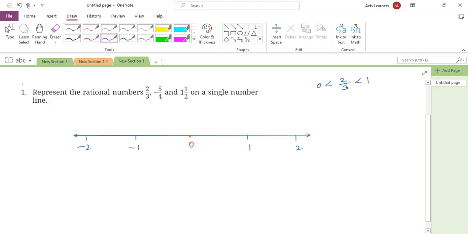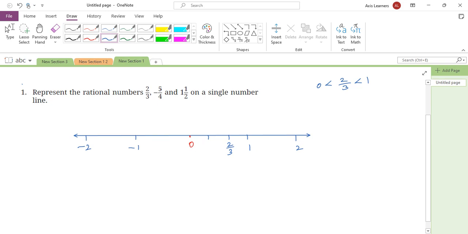Okay. The denominator is 3, so I am going to split the distance between 0 and 1 into 3 equal parts. 1, 2, 3. Look at this, 1, 2, 3. 3 equal parts. Okay. Now, what is the given number? 2 by 3. So, 0, 1 by 3, 2 by 3, 3 by 3. 3 by 3 will become 1, so I can stop here. This is 2 by 3. Okay, 2 by 3 is plotted here.